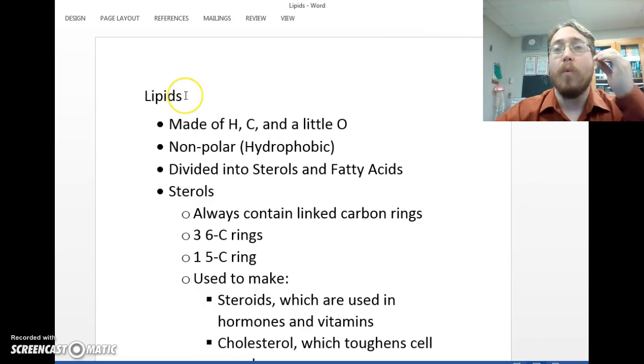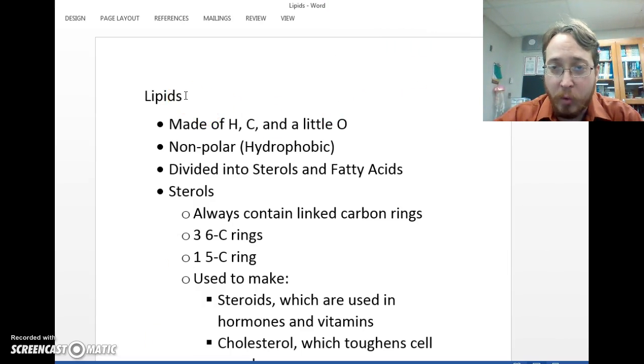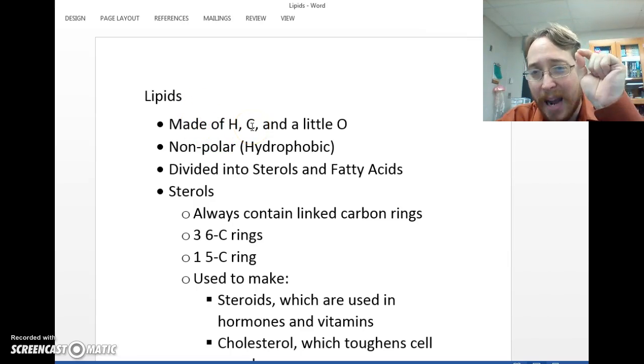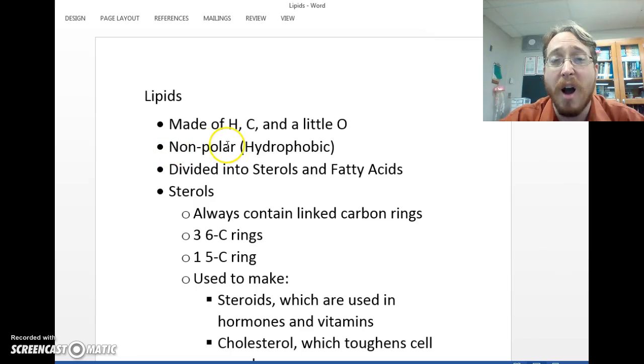So where are we here? Our major category of molecule is lipids, and all lipids are made of hydrogen and carbon and a tiny bit of oxygen. They are nonpolar, which means they will not dissolve with water. They are hydrophobic. We're going to discuss more of that in the future. They are divided into two categories, sterols and fatty acids. Sterols always contain linked carbon rings. There's 4 of them. 3 of them are 6 carbon rings, and 1 of them is a 5 carbon ring.